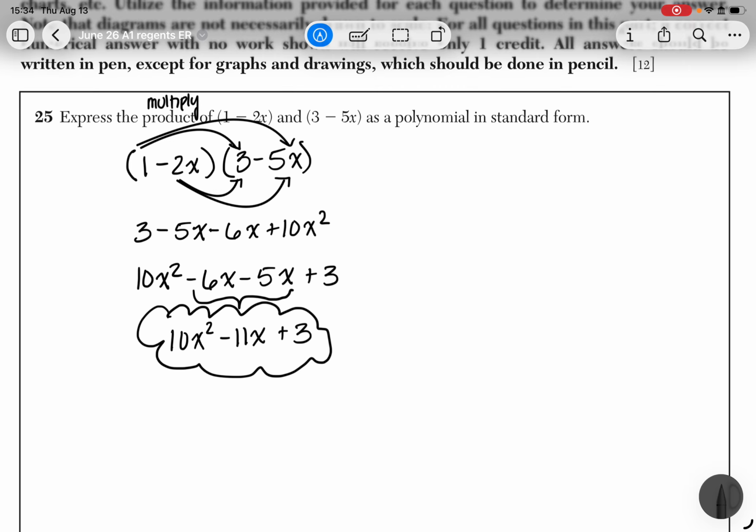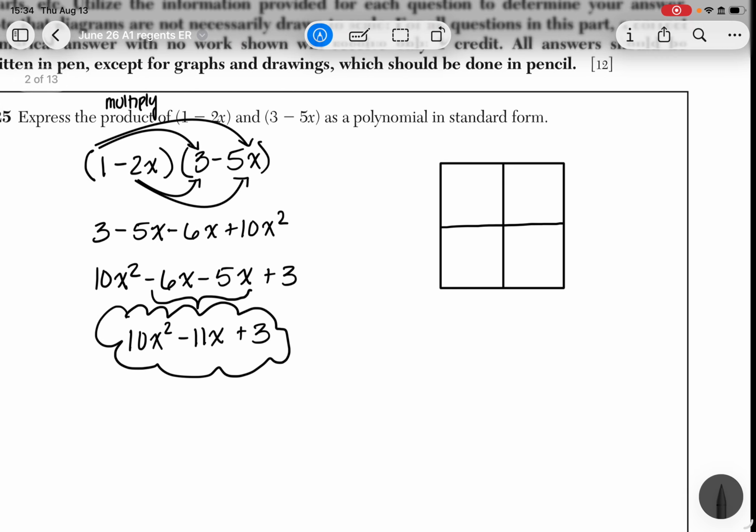If we were to do this using the box method, for those who like a visual, each set of parentheses has two terms. So we're going to do a 2 by 2 box. Create your box, split it in half, and then in half again, so we have fourths. On the top of the box, I'm going to put my first two terms, 1 and negative 2x. And on the side, I'm going to put the next set of parentheses, which is 3 and negative 5x.